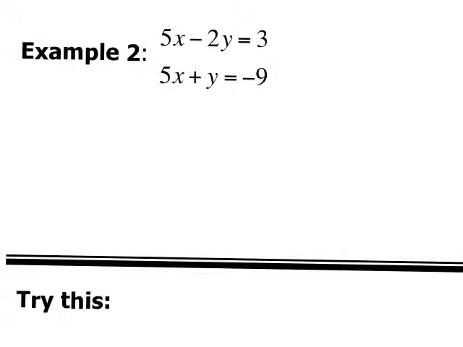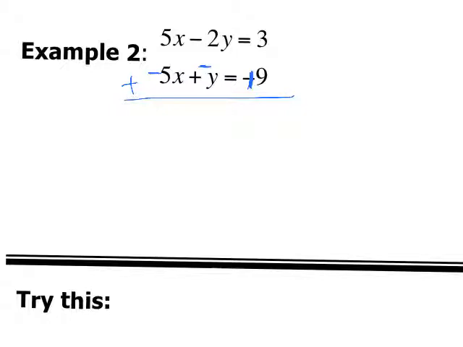So I'm multiplying by a negative 1, so 5 times negative 1 makes it a negative 5x. And all I'm doing is really just switching the signs. Positive y times negative 1 is going to be negative y. Negative 9 times negative 1 is going to be a positive 9. So I changed all my signs. Now do you see a pair of opposites? Yes. And all I'm going to do now is add down.